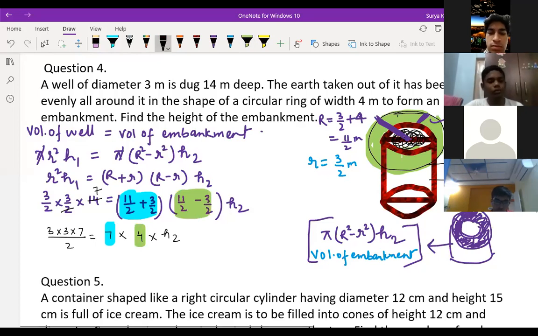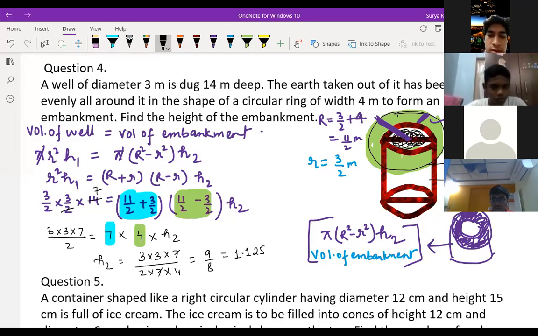Then you can write here h2 is equal to 3 into 3 into 7 divided by 2 into 7 into 4. 7 cancelled. 9/8 is coming. And 9/8 is nothing but 1.125 is coming. Yes, sir, 1.125 meters. So this is the height of the embankment, what you are getting. This is the height, that is 1.125 meters.